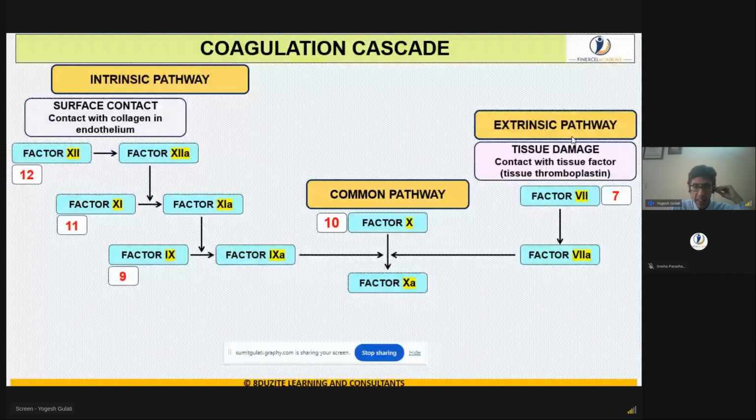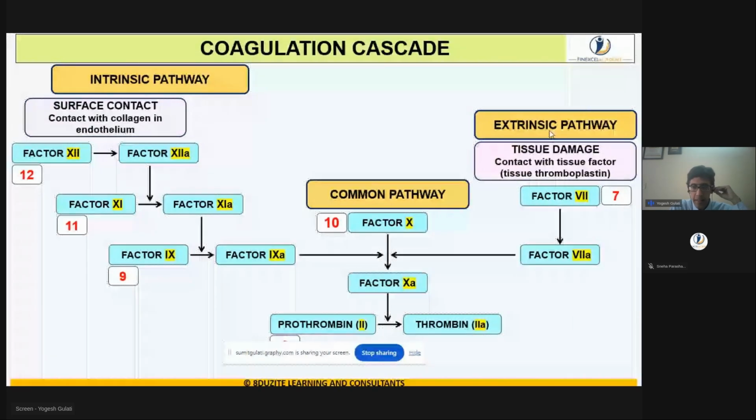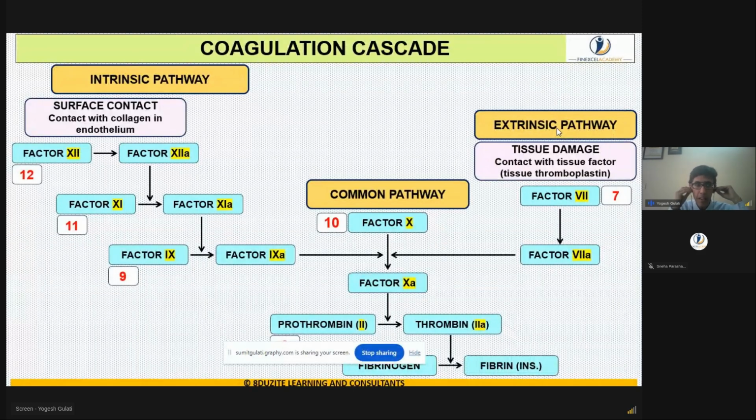Now factor 10A activates prothrombin, which is factor 2, into factor 2A. This factor 2A changes fibrinogen to insoluble fibrin. Insoluble fibrin is actually the clot. Fibrinogen changes to insoluble fibrin, and the clot forms. In the entire field, if any drug blocks 12, 11, 9, factor 7 is still functioning. If any drug blocks 7, 12, 11, 9 is functioning, so clotting will keep on continuing.